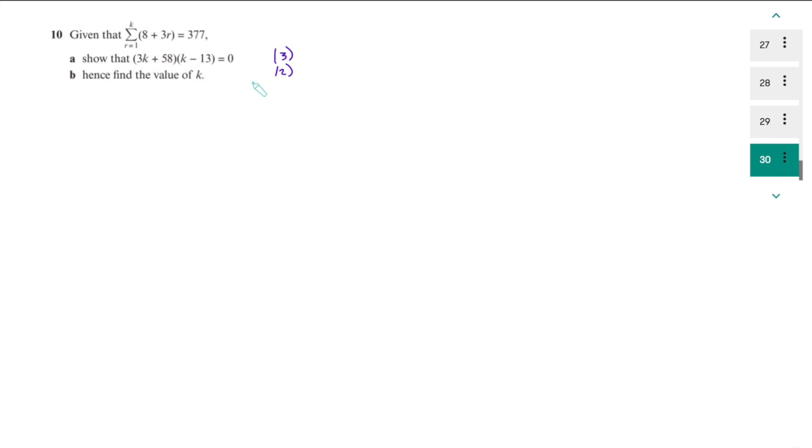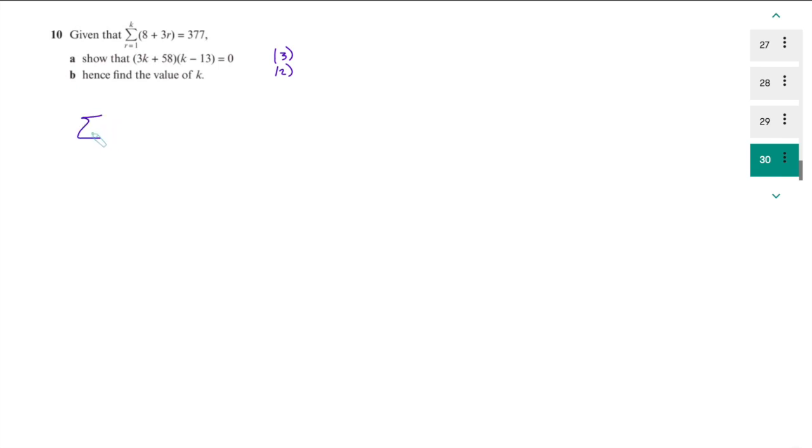So let's have a little look. I'm hoping you can start to recognise now that we're multiplying the index, and here the index is, they're saying, from R equals 1 to K. So R is our index, K is the number we've got. So we're multiplying R by 3 each time, so we've got an arithmetic sequence. So what have we got?